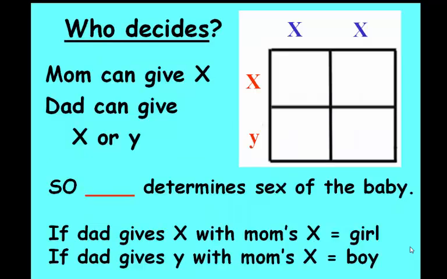So who decides the sex of a baby? Mom can only give an X chromosome and dad can either give an X or a Y. So if we were to do a Punnett square here, you would see that mom's giving her X's, dad's giving the X's as well, but he can also then give that Y. So at the end of the day, dad is the one that determines the sex of the baby. If he gives an X with mom's X, you get a girl. If he gives his Y with mom's X, you get a boy.